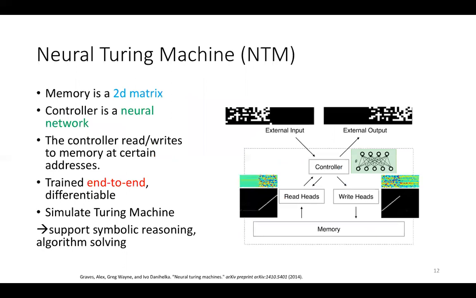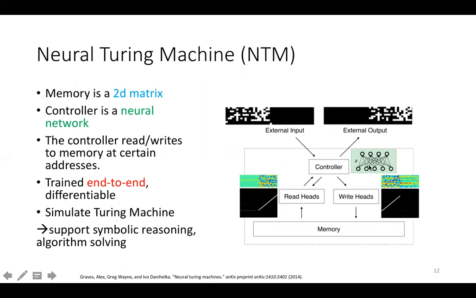So one of the first works on memory augmented neural networks, or MANN, is the neural Turing machine. Here, the memory is just a 2D matrix, and its controller is a neural network. Everything is trained end-to-end, and it simulates the behavior of the Turing machine. So it can support symbolic reasoning, and it supports algorithm solving.